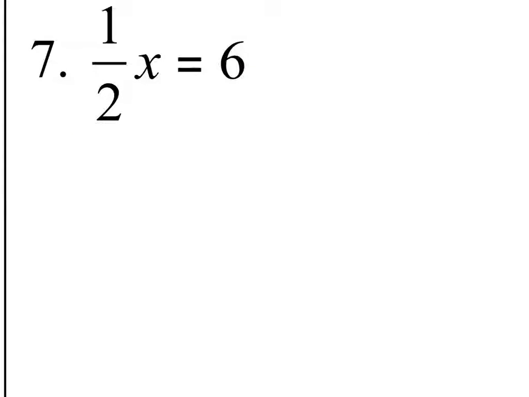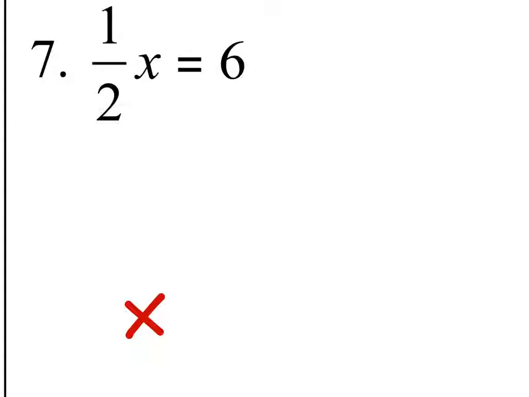All right, number 7. So how do we know whether to add or subtract or multiply and divide? So see how that 1/2 is with the x. It's being multiplied by the x. Well, we don't want 1/2 multiplied by x. We want a 1 being multiplied by the x. Because then we can just make that an x, like this.